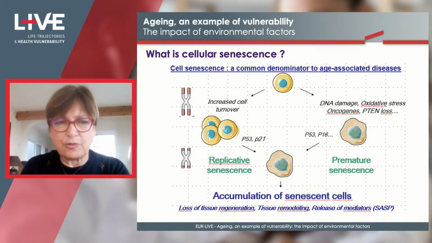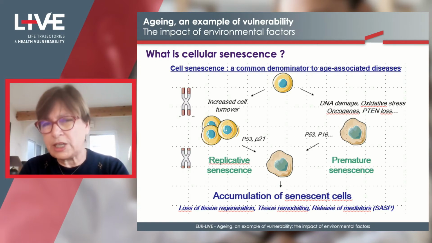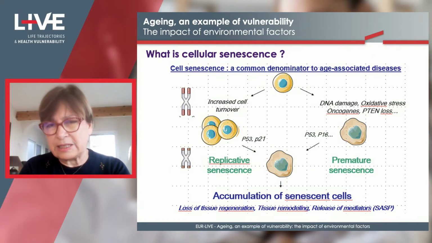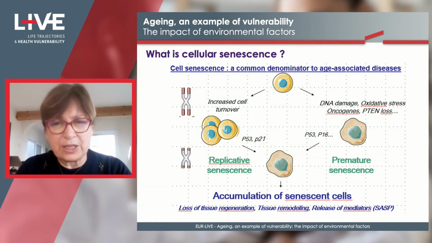So the first topic of the discussion will be the link between cellular senescence and aging. And in order to open the discussion, I will give you some examples of premature aging. So first, what is cellular senescence? Cellular senescence is now established as a common denominator to age-associated diseases. A cell that is represented as this yellow circle may undergo a senescence process depending on the fate of the cell.